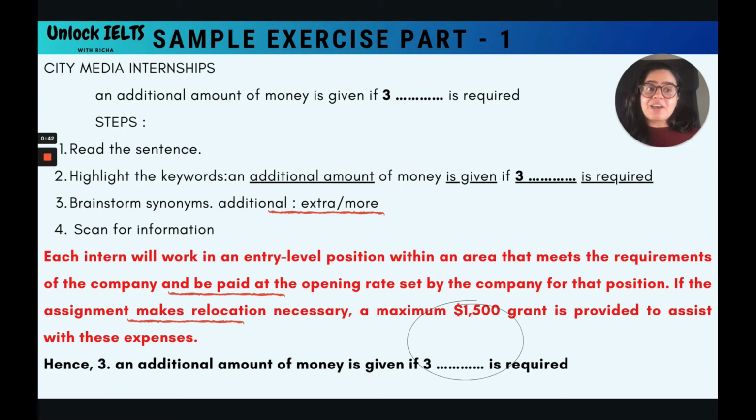Once again, I have picked up that part of the passage which is related to the keywords given in the question. The last line of the paragraph says, if the assignment makes relocation necessary, a maximum $1,500 grant is provided to assist with these expenses. Going back to the question once again, an additional amount of money is given if blank is required. Clearly the word relocation is the correct answer for this sentence.